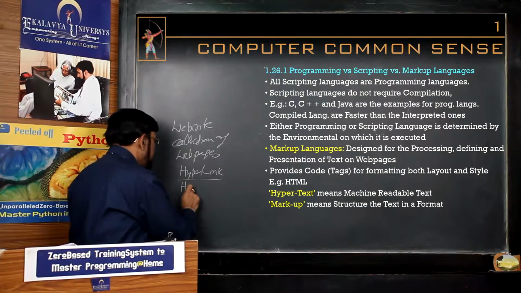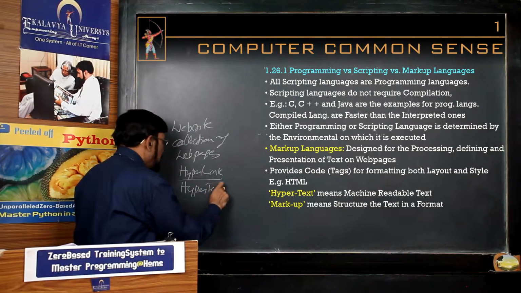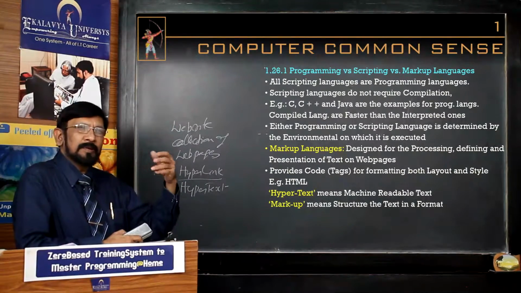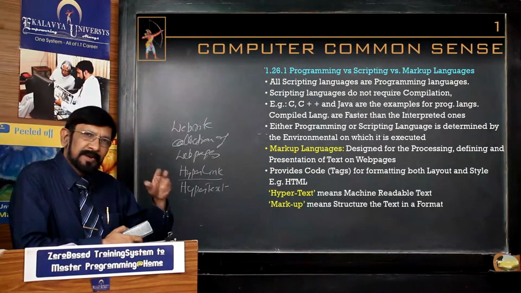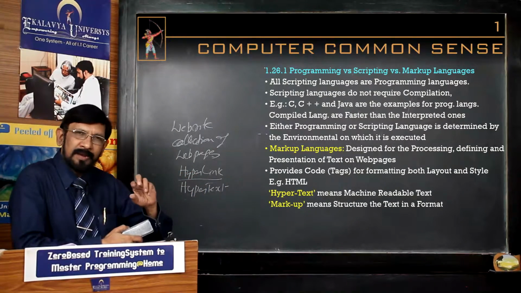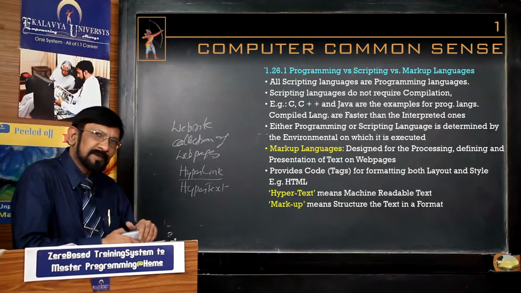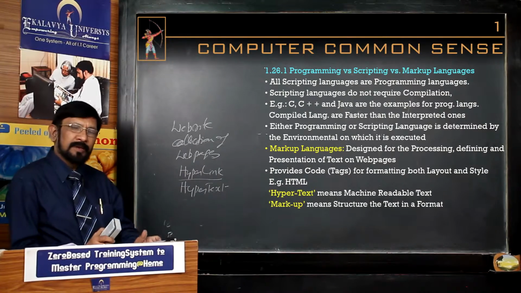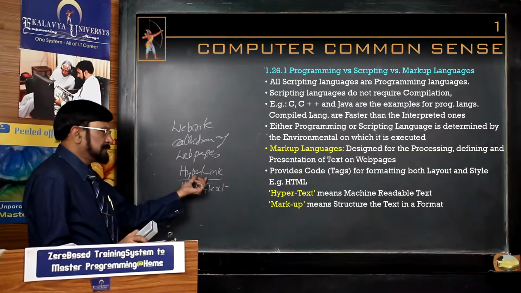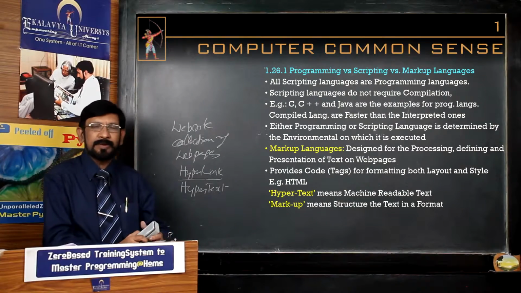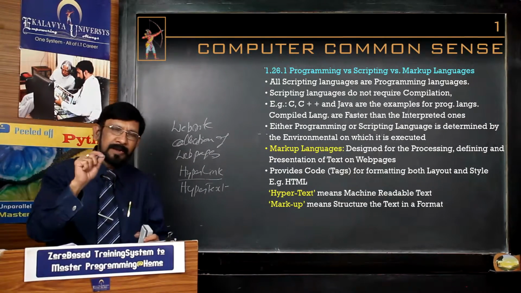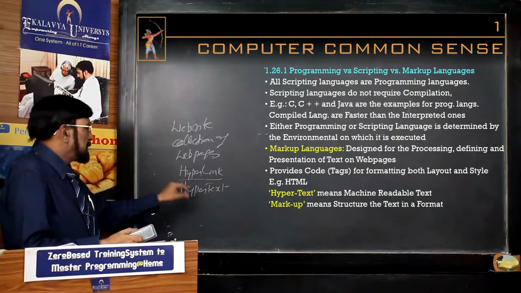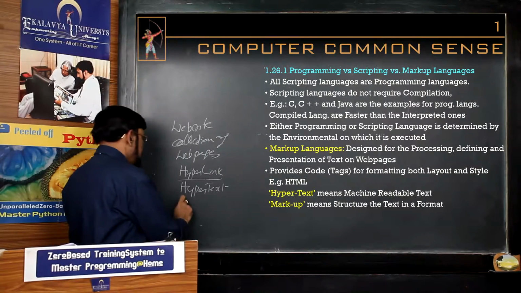Now, hypertext. First, you have to understand these two terms. Hypertext means text which is readable by a machine, a machine readable text. Hyperlink means a link used by a machine. That we have to understand. Here, these links among all web pages are used by a machine. In the same way, hypertext, whatever text we are writing, is meant for reading by a machine. Understand? Hypertext.